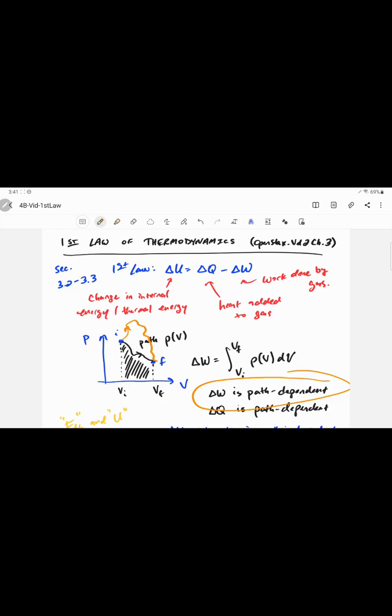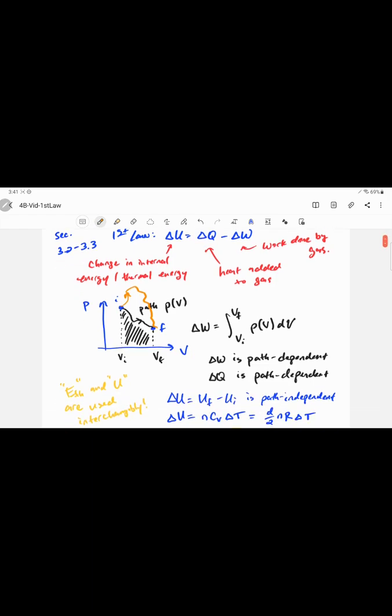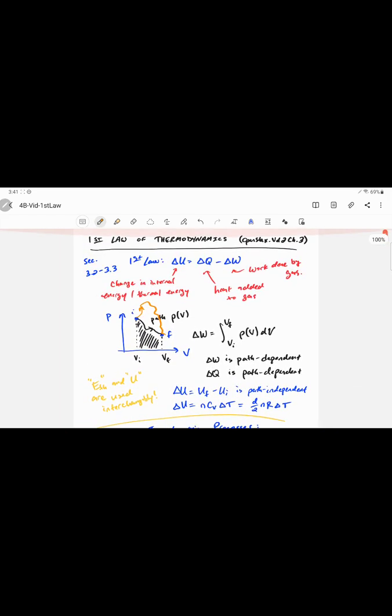Delta W is a path-dependent quantity. You can't even call it a function, actually. Well, I've got to be careful with the words here. Work is path-dependent. It depends on the path in the PV plane. Internal energy, though, is path-independent. Delta U only depends on the initial and the final points.